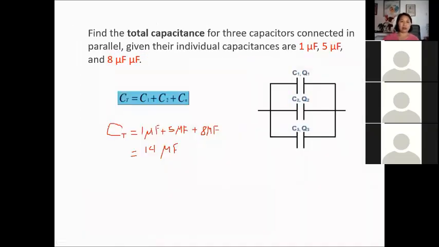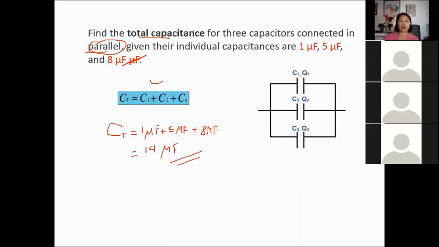Okay, example. Find the total capacitance for the three capacitors connected in parallel. This time, same values of capacitors in the previous example, but then the connection is from series, this time parallel, no? Okay. So to find C total, because we are asked only to find the total capacitance, then C total is simply by following the formula. 1 microfarad plus 5 microfarad plus 8 microfarad is 14 microfarad.